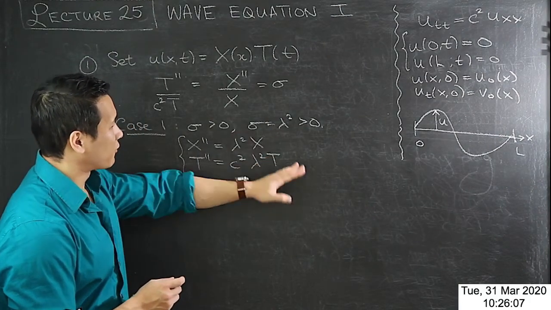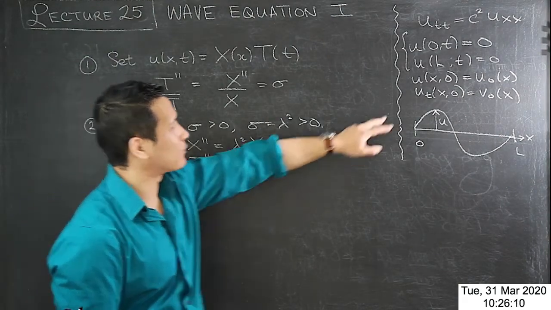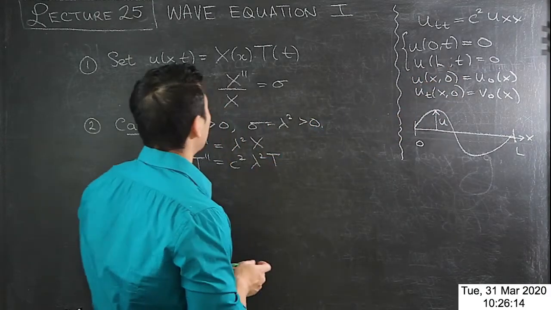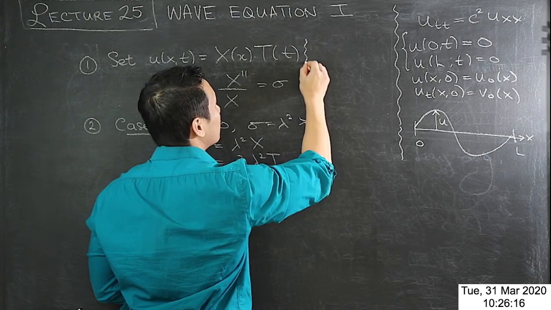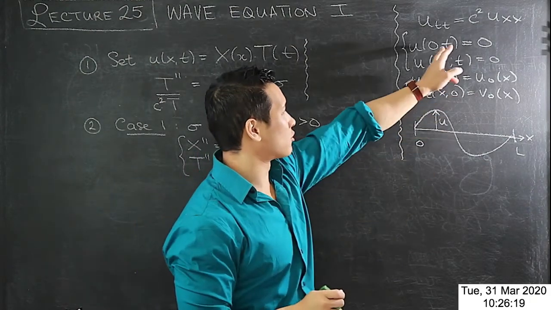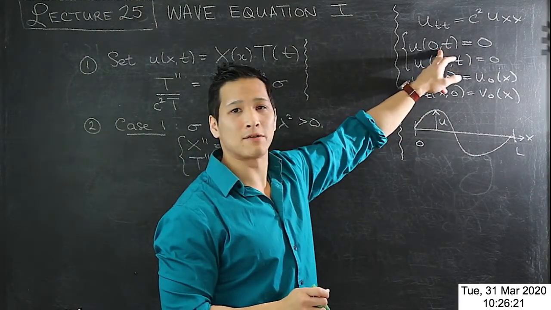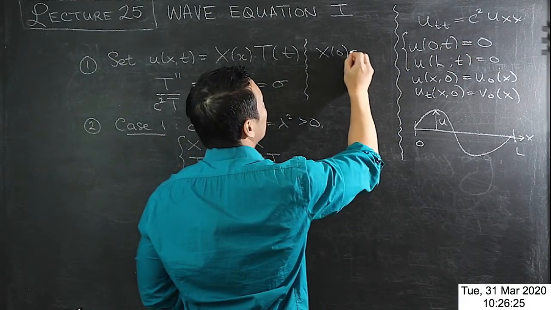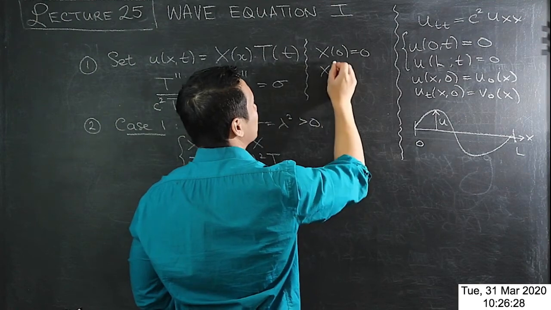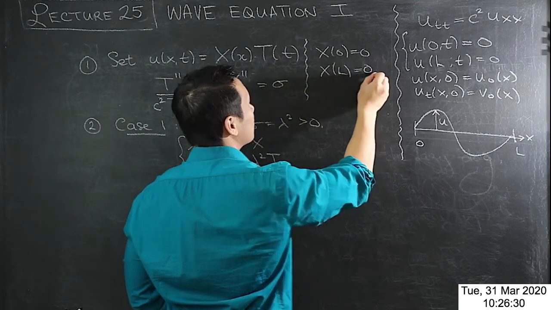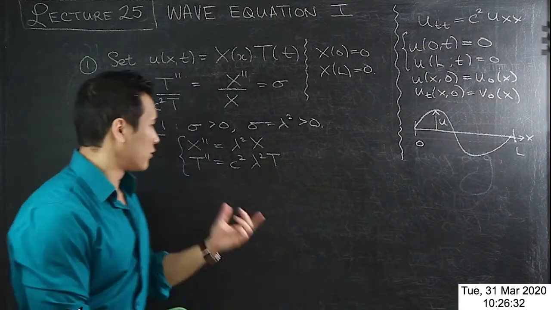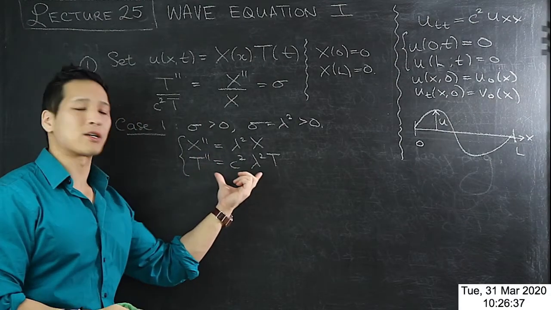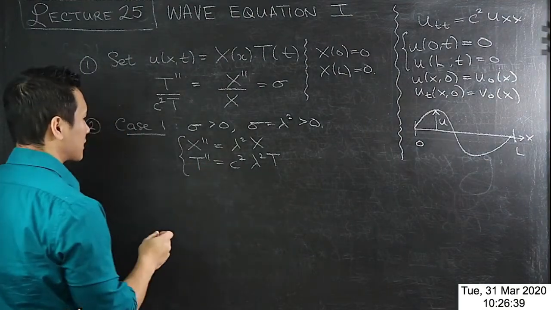Okay, so I first need a boundary condition for this problem, so I have to go back to these two conditions and figure out what the boundary conditions are. So let's write that over here. As usual, you'll write x of 0 times big T of t is equal to 0, so x of 0 is equal to 0. And then this one here will have x of l equal to 0, like so. Okay? So now you're going to put that into here, and then let's solve for the x's. We're not going to actually need the T's right now, so let's solve for the x's.